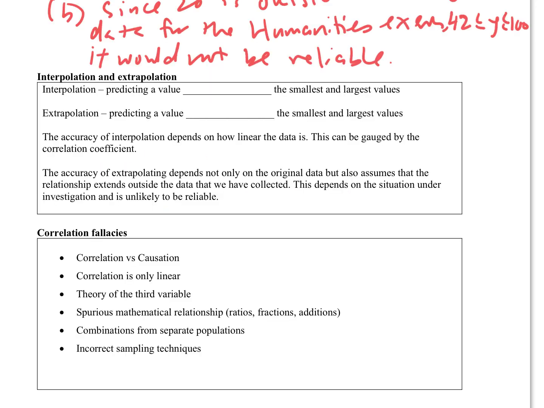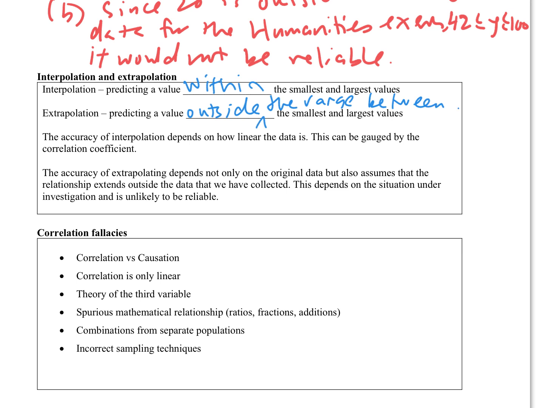There are some vocabulary and terms that we need to understand for scatter plots. So interpolation is predicting a value that is within the smallest and the largest value. Extrapolation will be predicting a value outside the smallest and the largest values. It's more like outside the range between the smallest and the largest value.